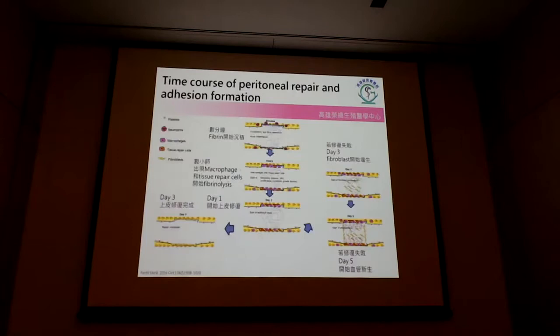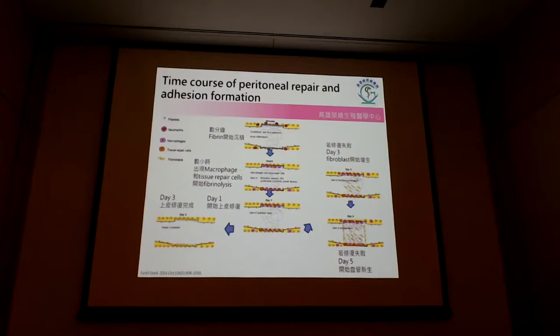Peritoneal repair and adhesion formation begin within minutes. Exudation, fibrin deposition, and acute inflammation start within hours. The surgical lesion is covered by macrophages. Then fibrinolysis and proliferation begin. Epithelial repair starts on day one and is complete on day three. If repair and fibrinolysis are delayed, fibroblast proliferation starts on day three and angiogenesis starts on day five, leading to adhesion formation.